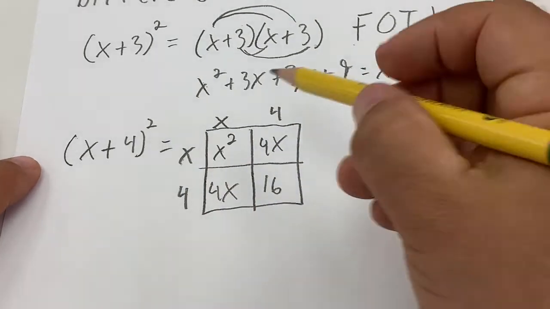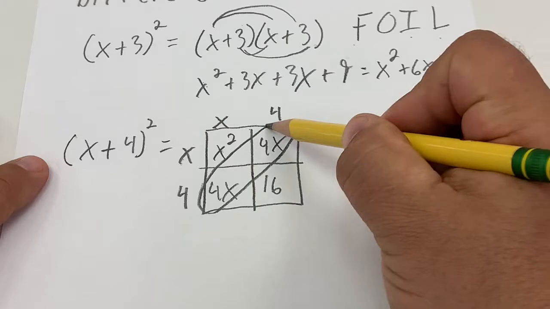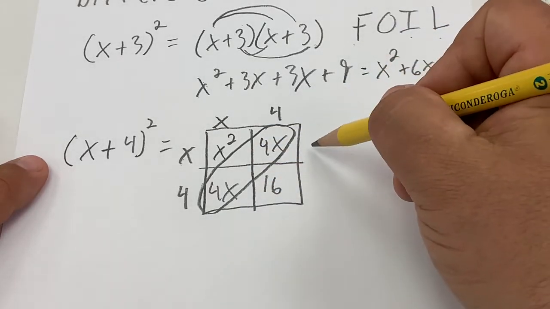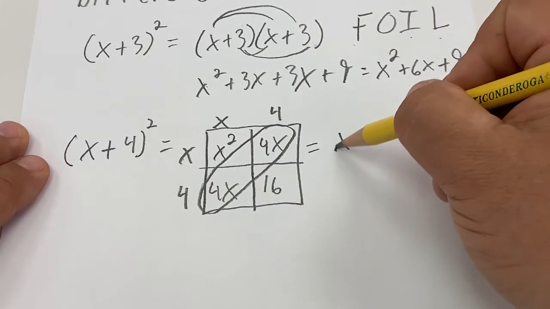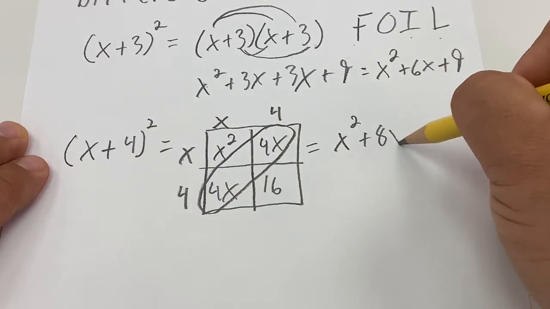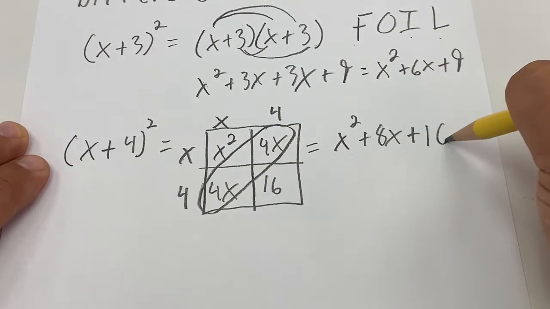I'm going to combine on the diagonal. That usually happens with the Punnett. That's one of the reasons why I like them. So this is actually going to equal x squared plus 8x plus 16.